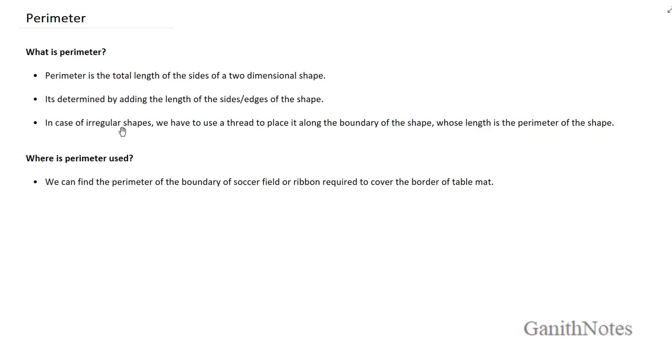If the shape is an irregular one, then we will have to use a string of thread, place it along the boundary of the shape, and its length is nothing but the perimeter of the shape.